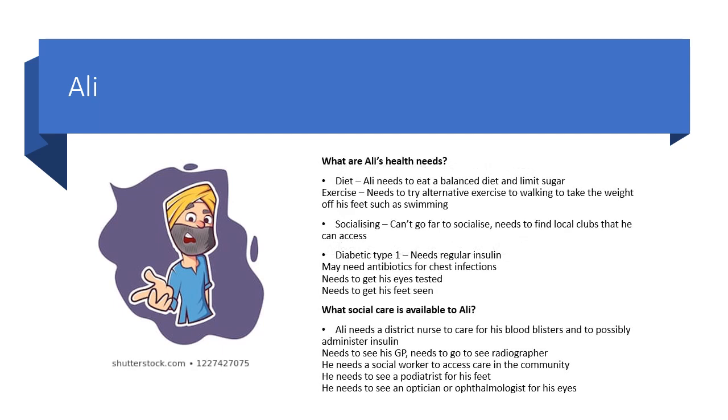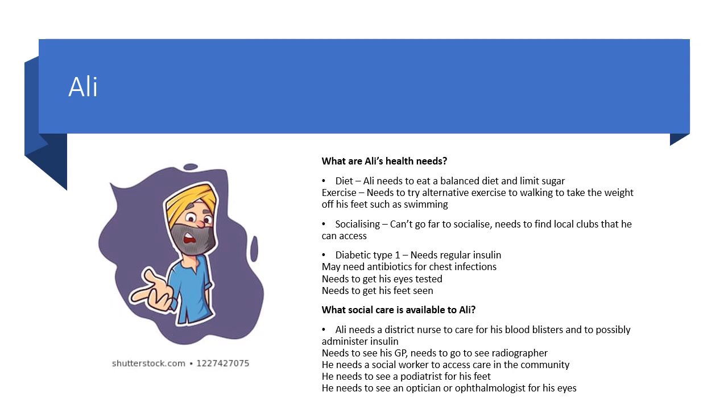So Ali's health needs, so his diet. He needs to eat a balanced diet and limit his sugar as he's diabetic. Exercise, he needs to try alternative exercise to walking to take the weight off his feet, so he could try swimming. Socialising, he can't go too far to socialise, so he needs to find local pubs that he can access. He's type 1 diabetic, so he needs regular insulin, and he may also need antibiotics for chest infections. He needs to get his eyes tested and he needs to get his feet seen to also.